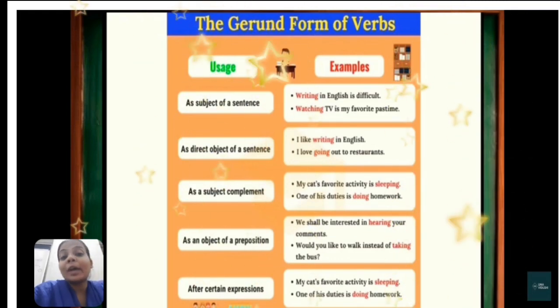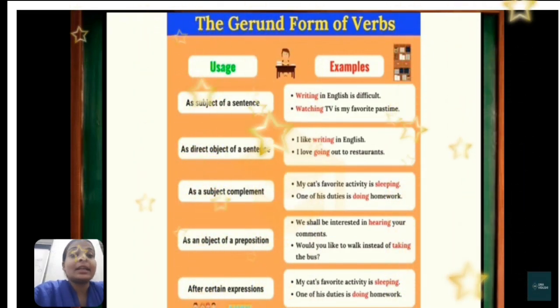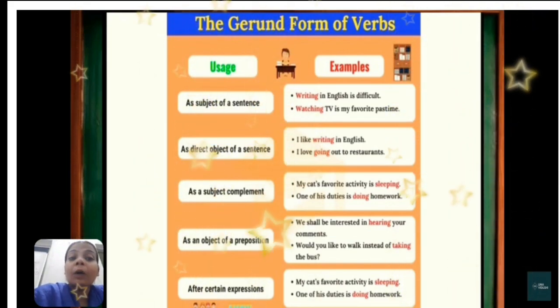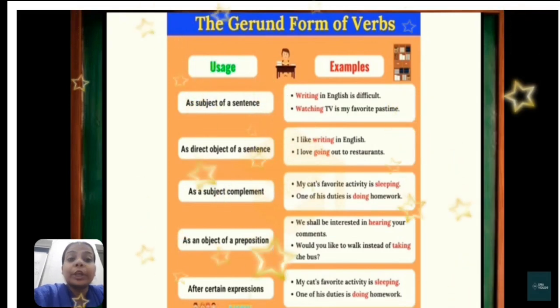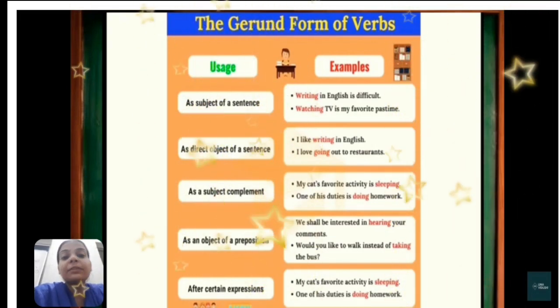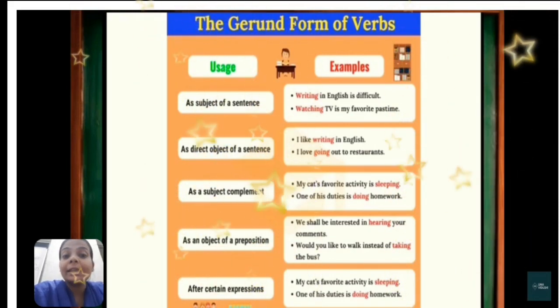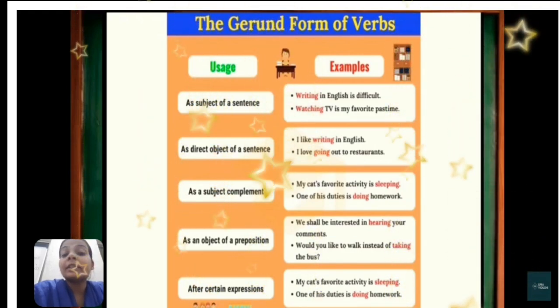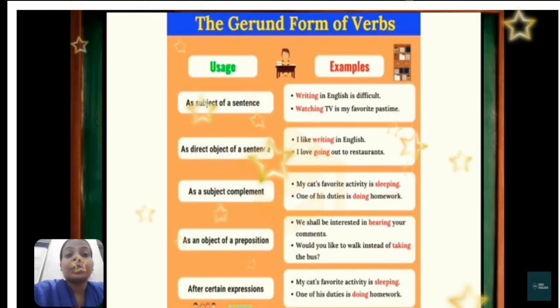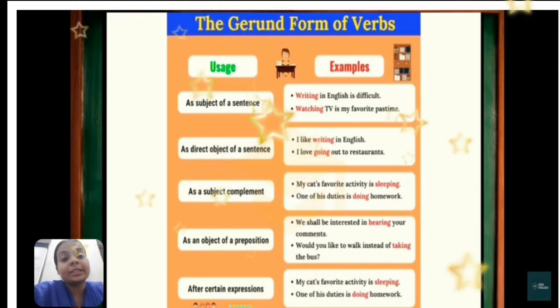Then it also acts as a direct object of a sentence, as I said. For example, I like writing in English. I love going out to restaurants. So here writing and going are the receivers of the action. And what is the action in these sentences? Like, love, these two are the actions of the sentence. So here writing, going are the direct objects of the sentence.